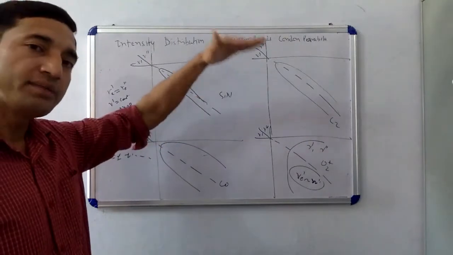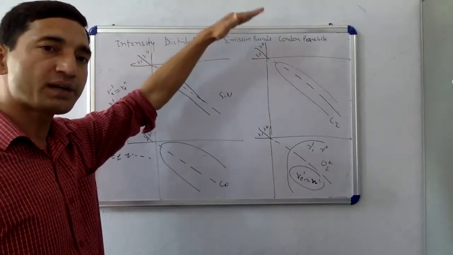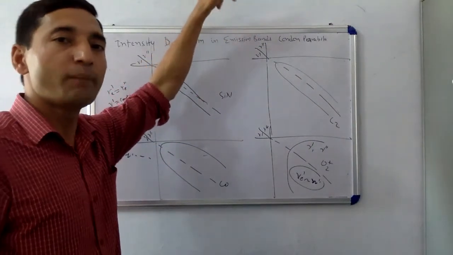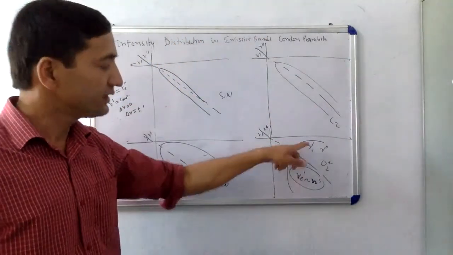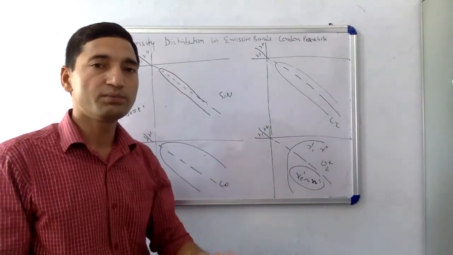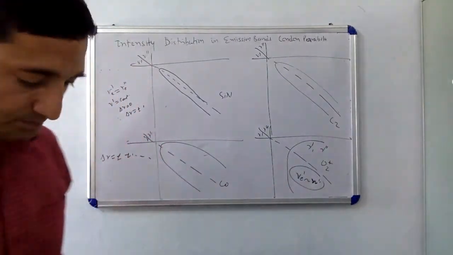It means that once you have the excited energy levels, nu prime equal to 0, 1, 2, 3, and so on, from each level you have these kinds of emission spectra. That is why you are getting both progressions.